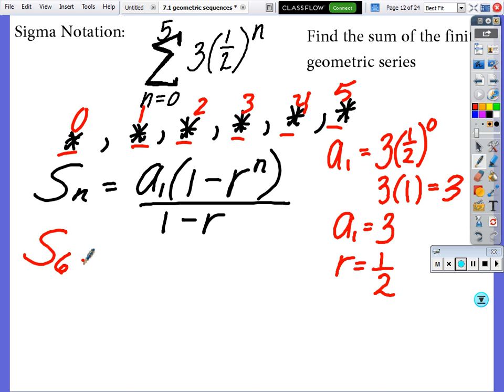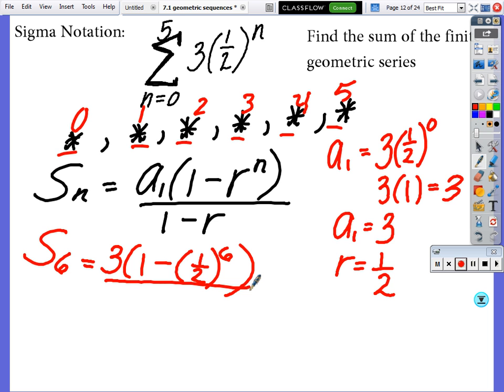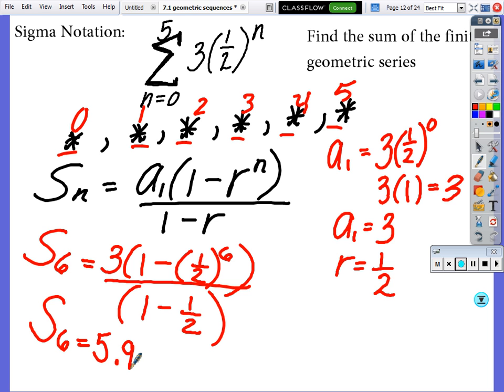So S of 6, the sum up to 6 terms, is equal to a sub 1, which is 3, times 1 minus r, which is 1/2, in parentheses, raised to the n, which was 6, close your parentheses, all over 1 minus r, so I'm going to put that in parentheses as well, 1 minus 1/2. Then you'll actually calculate this on the calculator. If you type it in correctly, you should get 5.90625.